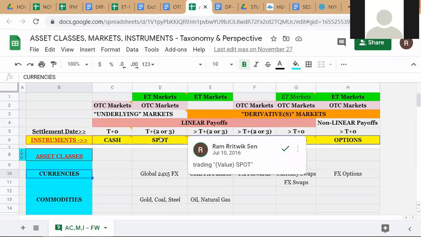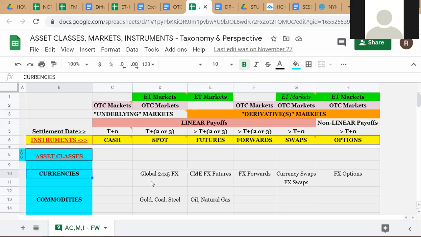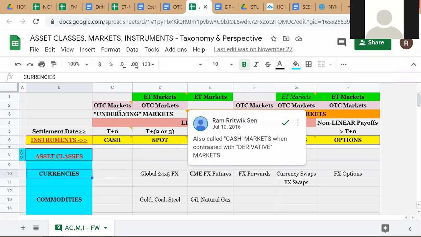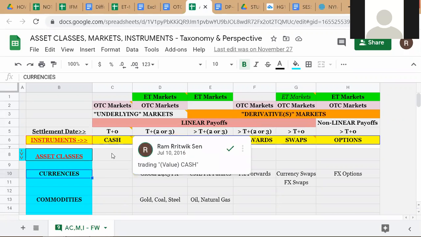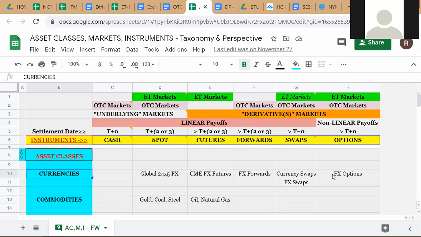On top of spot, this is a type of instrument, and these are types of markets. I've got both of these because you can have spot markets in currencies that would be OTC, and in equities there would be exchange traded. So therefore, I have to put both. In the case of cash, this is purely an OTC market instrument, so there's only OTC over here. Same thing with options, you can have both. Forwards, you notice there's no ET markets here. Forwards are purely OTC market instruments, so that's why you see forwards are not here.